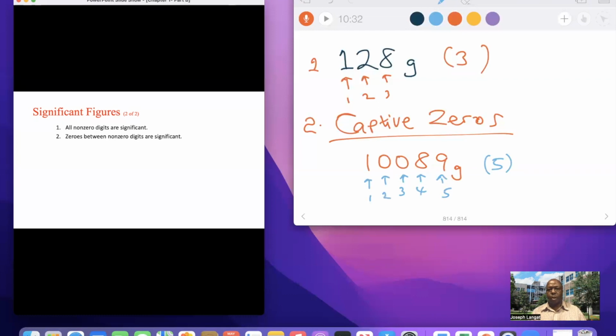A lot of students face challenges when handling zero. Sometimes zero counts, sometimes zero does not count as a significant digit. But right now, captive zeros, or zeros in between non-zero digits, do count as significant. That's why I have 5 there.